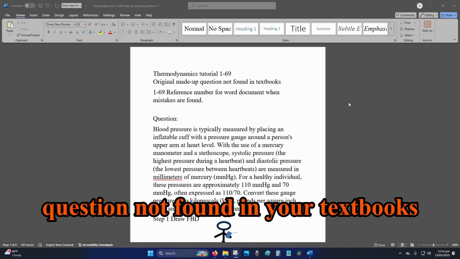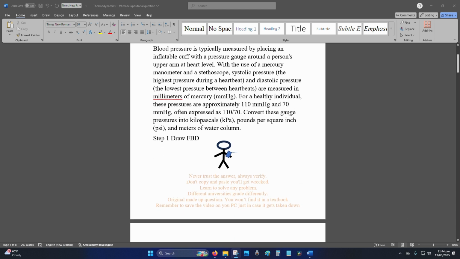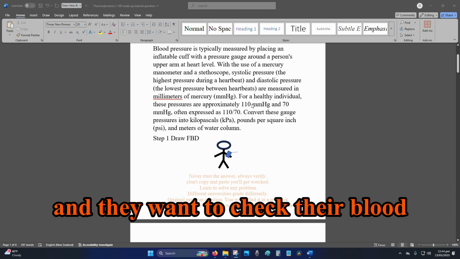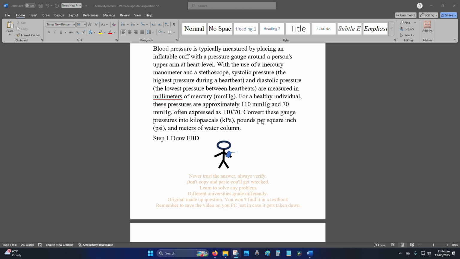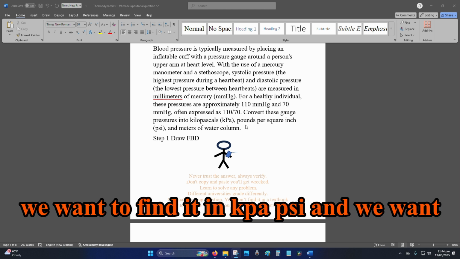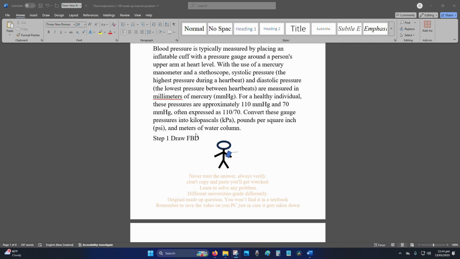This is a made-up question not found in your textbooks. So we got a person getting a checkup and they want to check their blood pressure, which is gauge pressure in this case. We want to find it in kPa, psi, and we want to find the height of the water column, which in this case is the manometer, in meters.